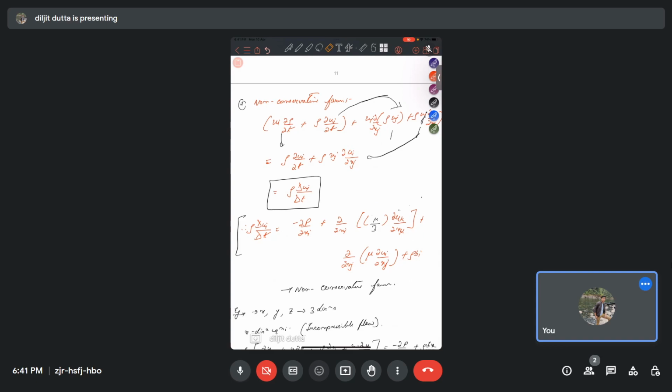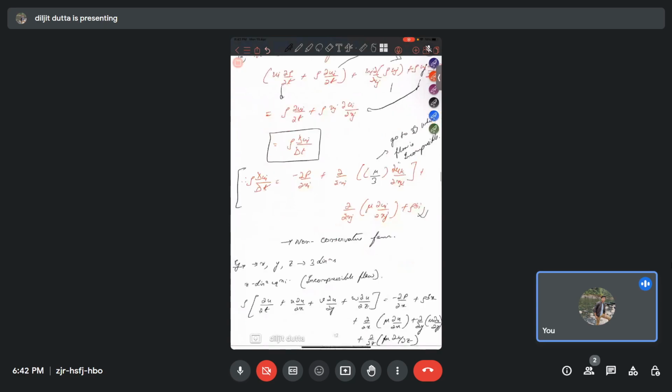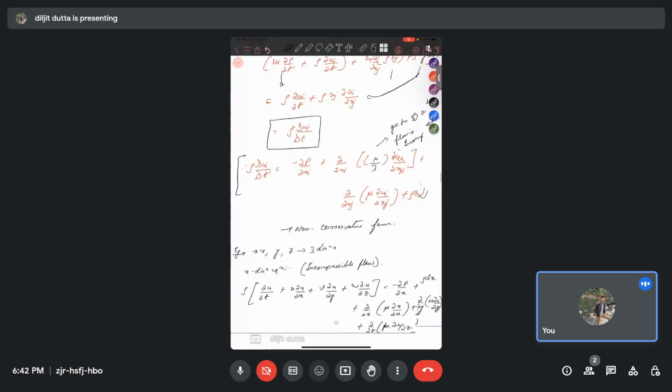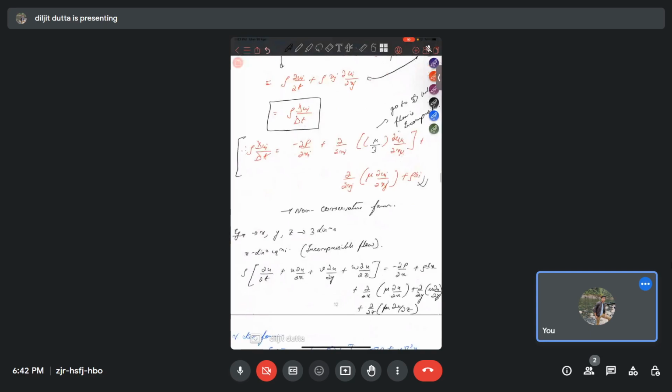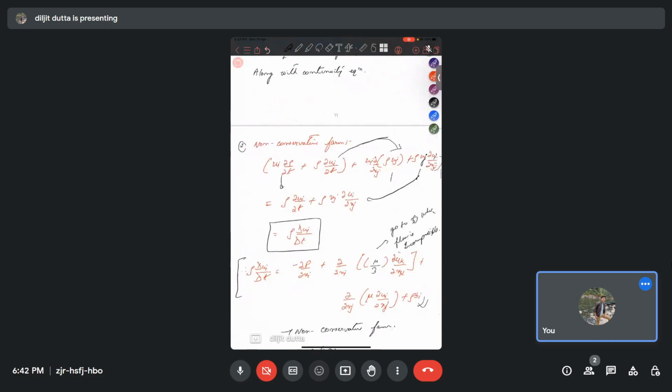This term will go to 0 when the flow is incompressible. When the fluid is not incompressible, then this term won't be 0, and the other terms will remain like that. So this is called the non-conservative form of the Navier-Stokes equation. Since we have removed the continuity equation, that is the conservation of mass, from the equation, it is called the non-conservative form. If we don't remove this continuity equation, then it is called the conservative form.